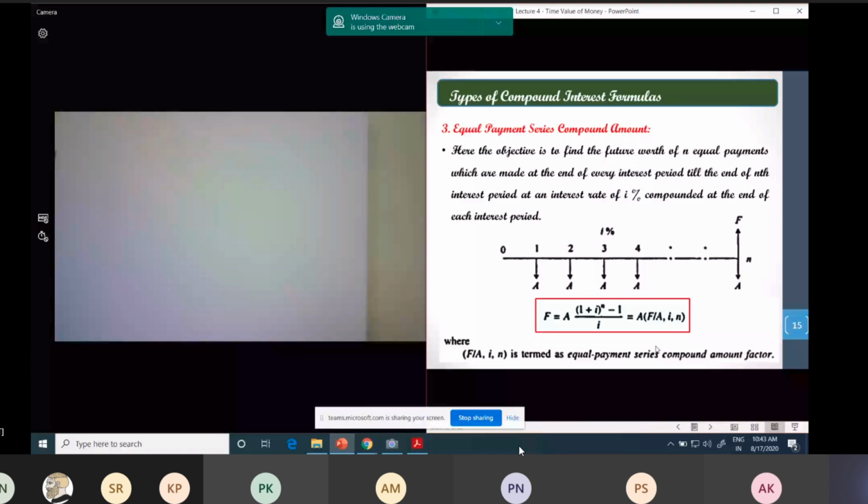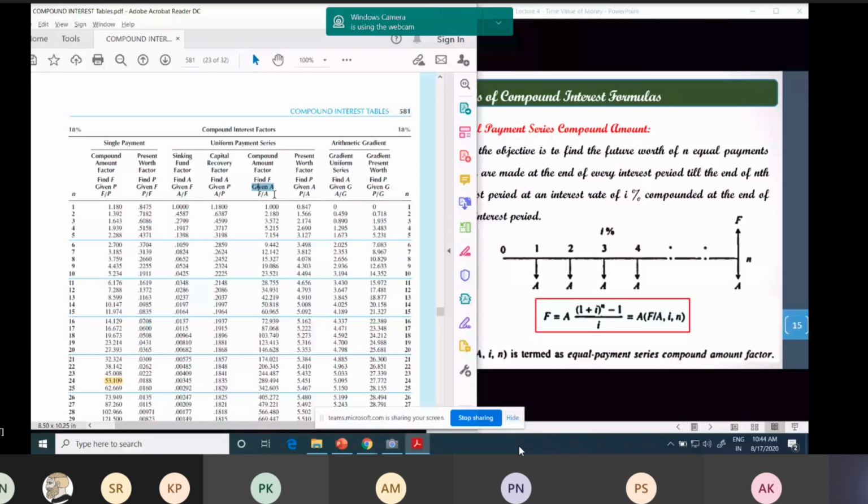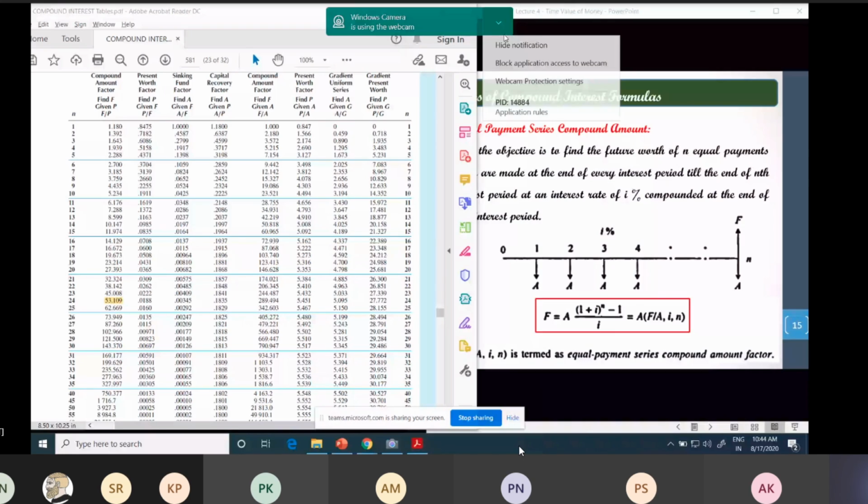Again, F by A, i comma n is called the equal payment series compound amount factor, and this value you can directly get from the interest factor table. So from this table you can directly get the value for this F by A. Here you have the compound amount factor, given A find F. So for this factor value, you can directly substitute your annual amount and you can get the future value of the equal deposits or equal payments.